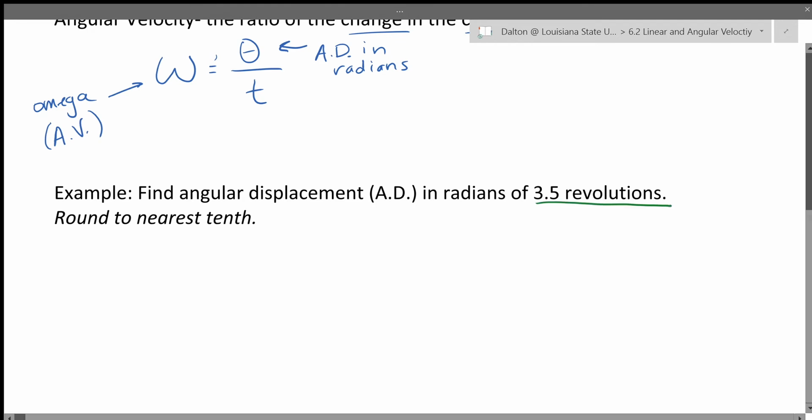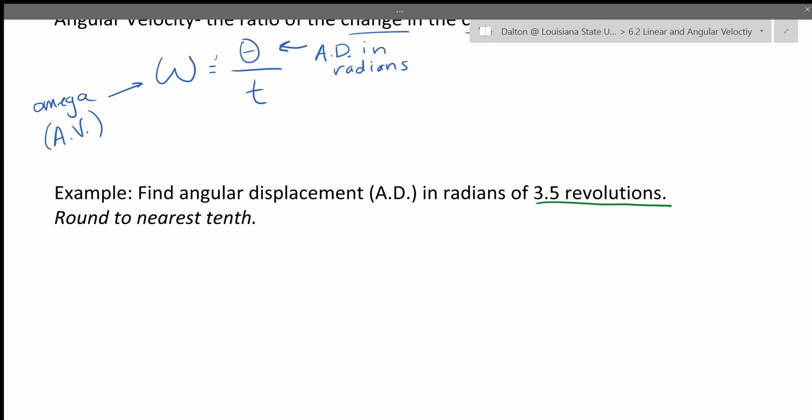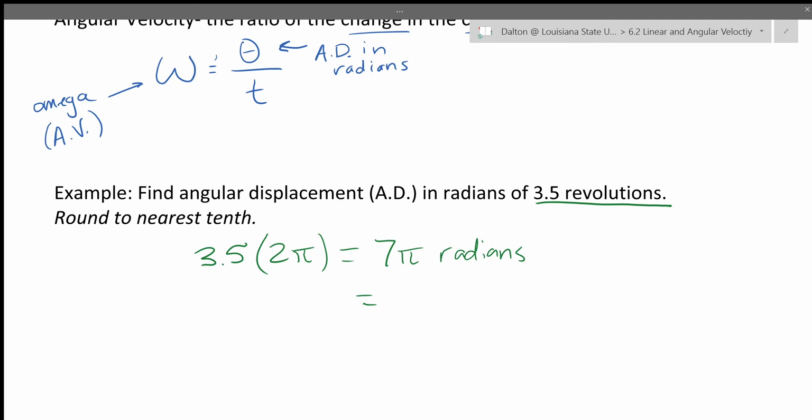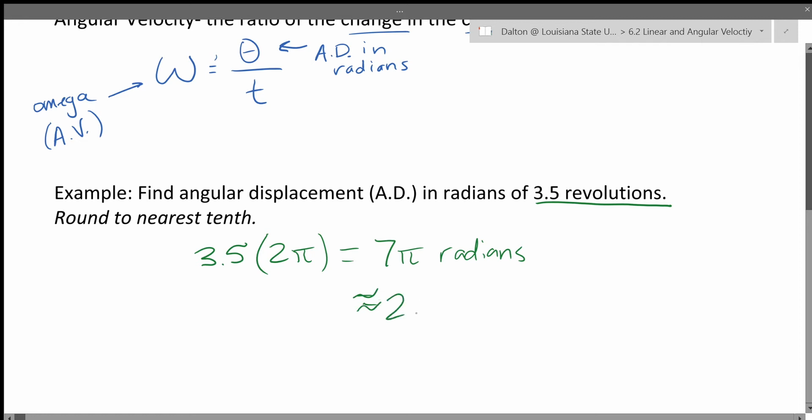3.5 revolutions is, no matter the circle, you will always travel 2 pi. So this is actually a really simple problem. All we're doing is taking our 3.5 revolutions and we're traveling a distance of 2 pi radians all the way around. So the angular displacement is going to be, we can simplify this in just one step if you want, 7 pi radians. But since it asked us to round to the nearest tenth, when you type in 7 pi in your calculator, it's approximately 22. Let's see if there's a decimal. It rounds to approximately 22 radians.